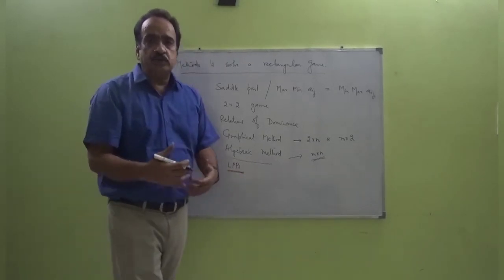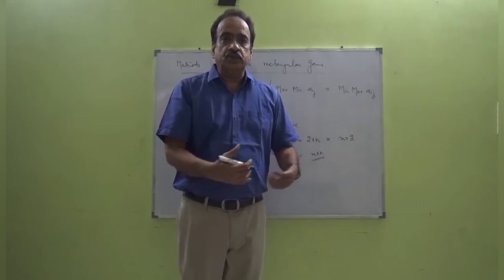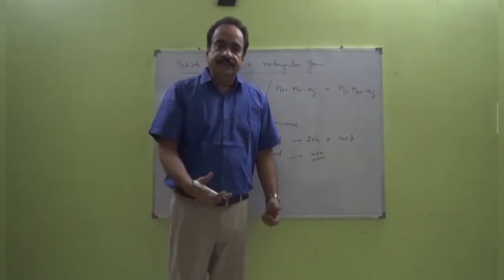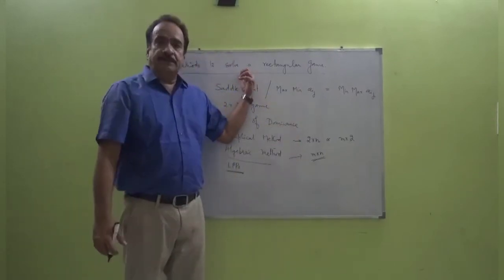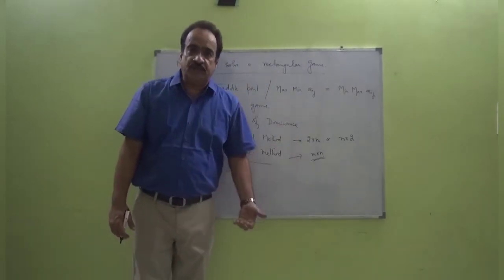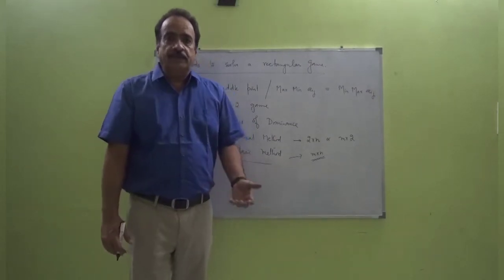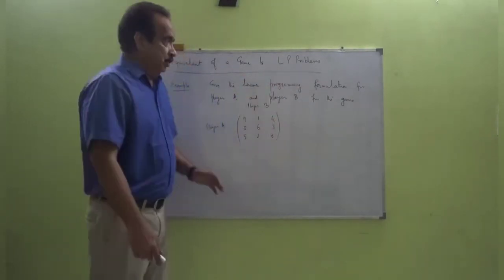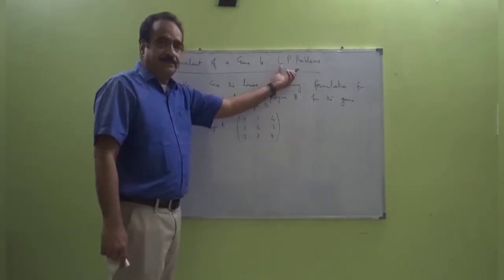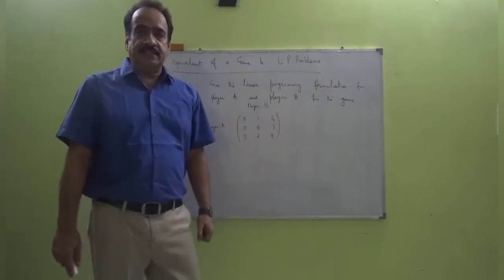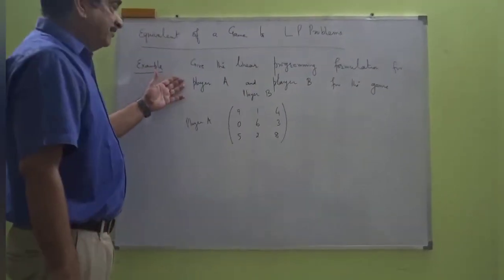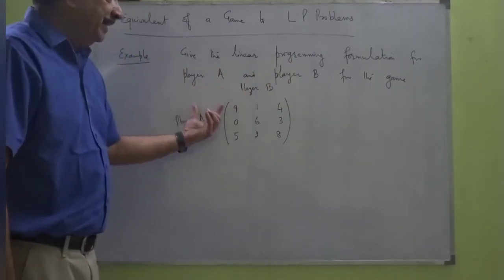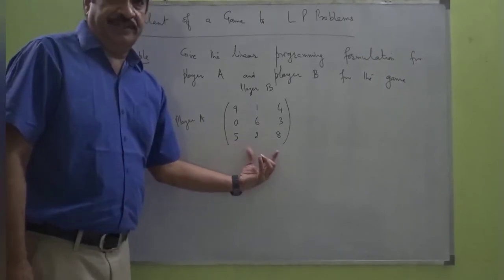Now over here we are going to learn how to convert a game into linear programming problems. We are not going to solve these ones, can be solved using simplex method, and then the results, the value of the game can be obtained. The optimal strategy for P1 and P2 can also be obtained by a little bit of manipulation. Let's have equivalence of a game to its linear programming problems. We can convert a game into a pair of linear programming problems, and we'll illustrate this with an example over here. Let's have this as an example, but give the linear programming formulation for player A as well as of B for this game over here.